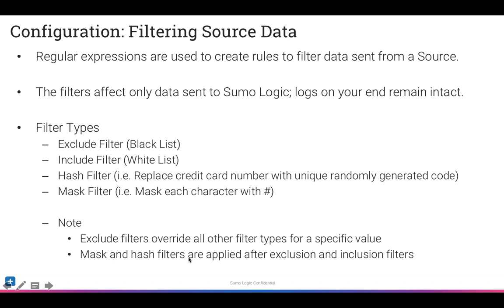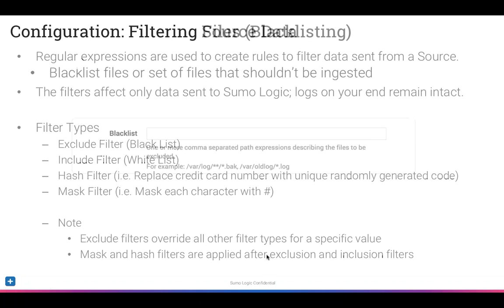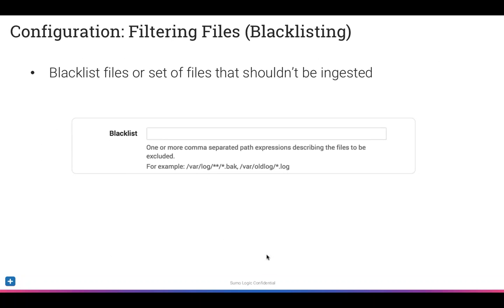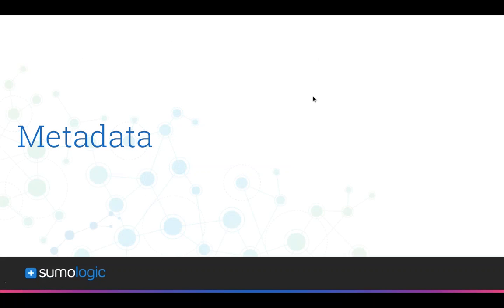And then the mask and the hash filters are applied after the exclusion and the inclusion filters themselves. There's also the ability to do some blacklisting, so you can blacklist files or sets of files that you shouldn't be ingesting into Sumo Logic. All right, so that's the 30,000 foot view, or maybe in a little more detail, of how to get collectors and how to get sources into the system.